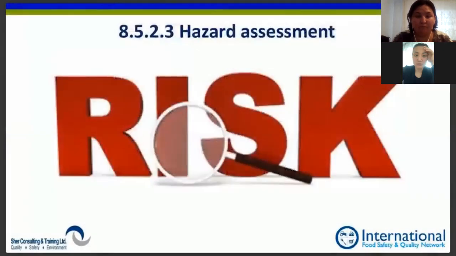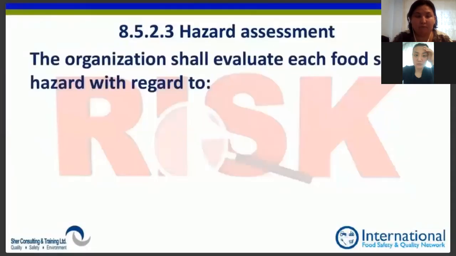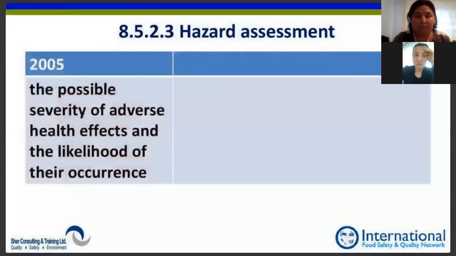Risk. This is the second part. Once we do identification, then we do risk assessment. The organization shall evaluate each food safety hazard. Now remember, pay attention, everything we identified until this point is still a food safety hazard. It's not significant yet. Now we want to see which ones are significant, which ones are not. In 2005, the possible severity of adverse health effects and likelihood of their occurrence is what we use to do the risk assessment. So you take each food safety hazard that was identified and evaluate the possible severity of adverse health effects and the likelihood of their occurrence. And then you put that together and get your risk.